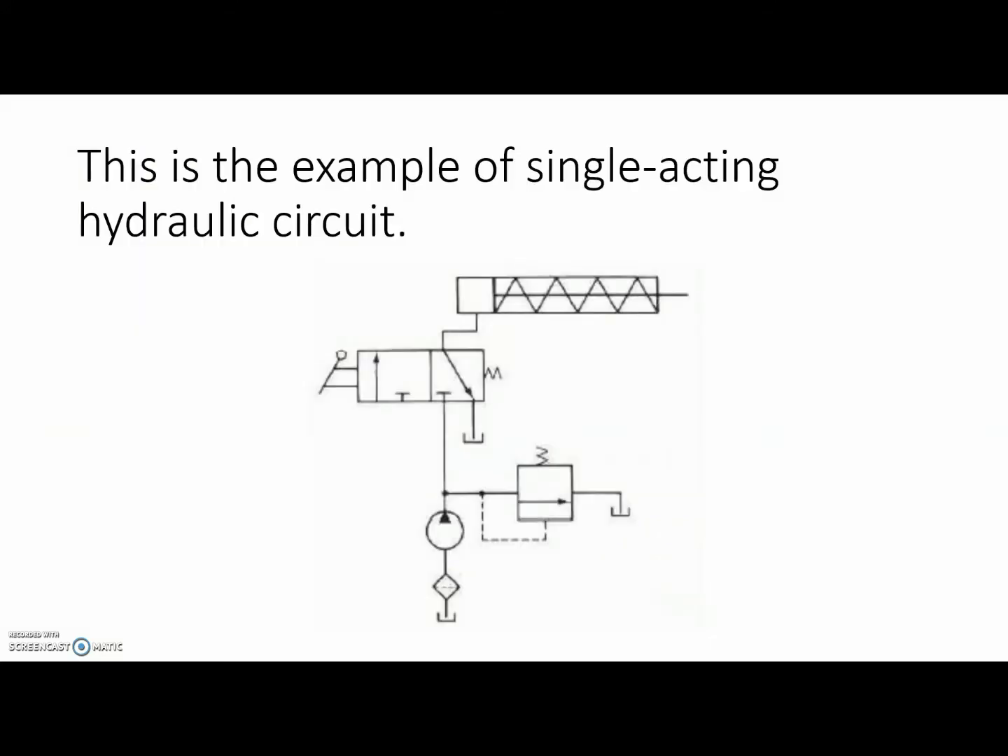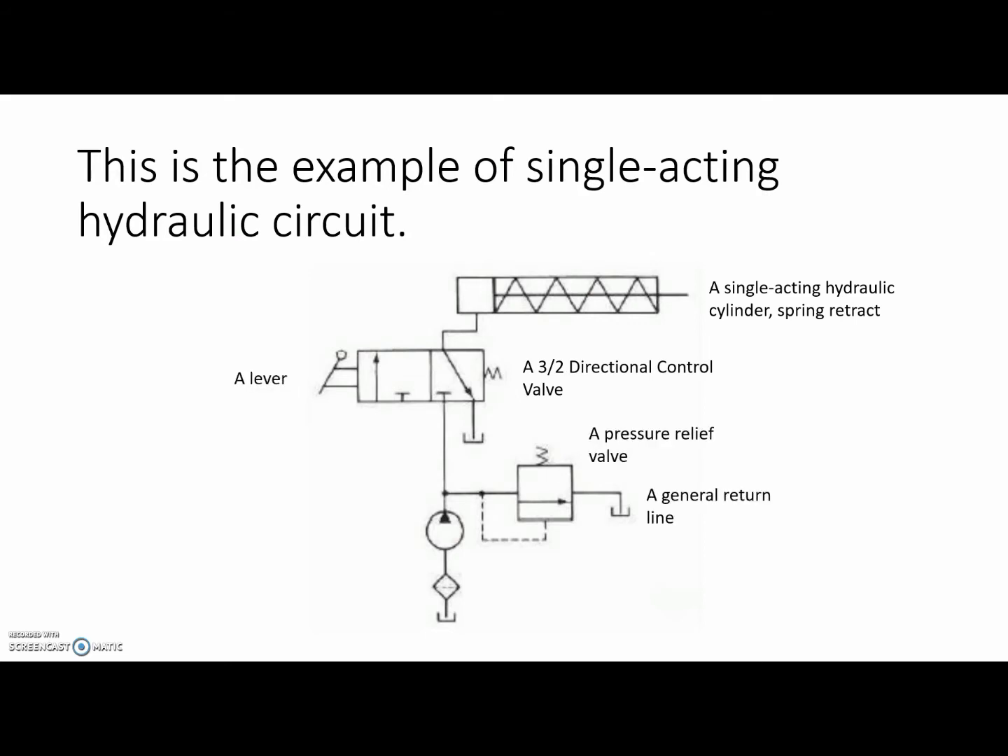Next, we are going to see an example of a single acting hydraulic circuit and identify the components in the circuit. The first one is a single acting hydraulic cylinder with a spring return, which is its main component in the single acting hydraulic circuit. The next ones are a 3-2 directional control valve or DCV, a lever, a pressure relief valve, a general return line, a hydraulic pump, a filter, and an inlet pipe.